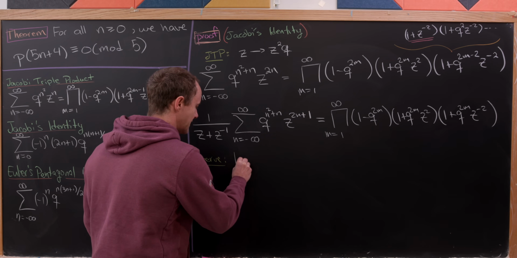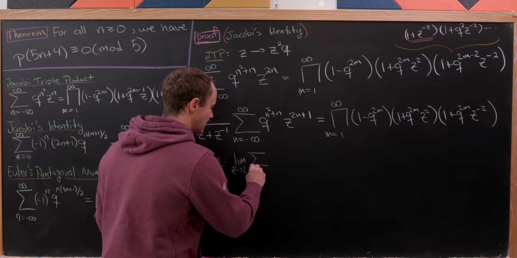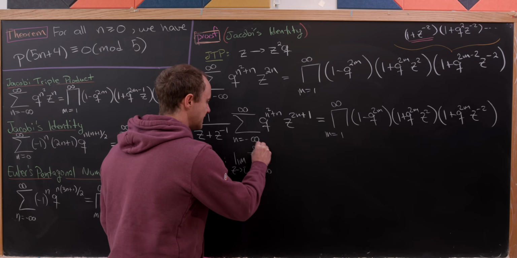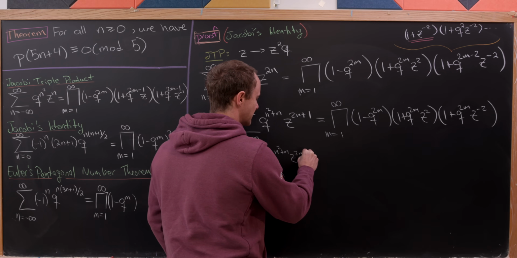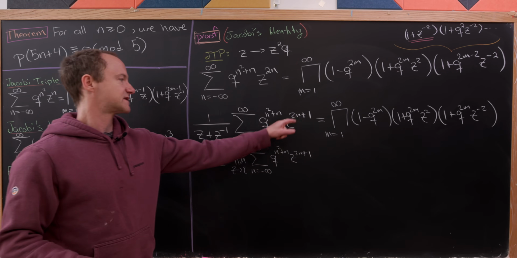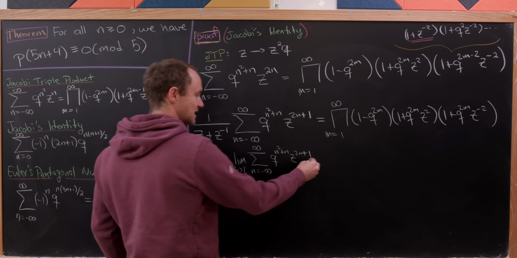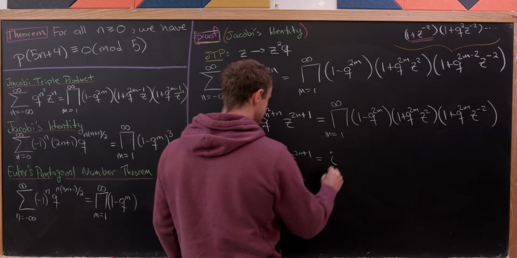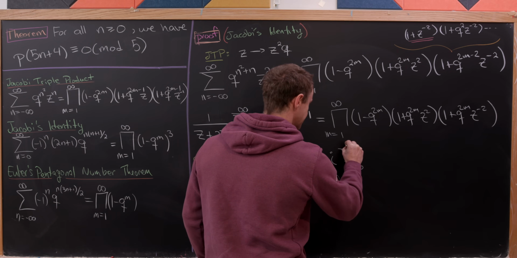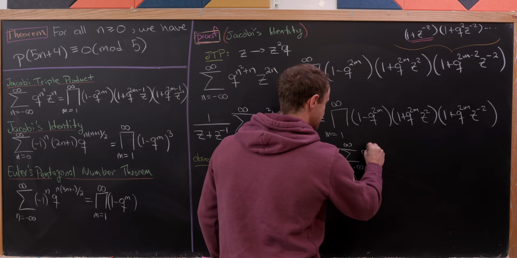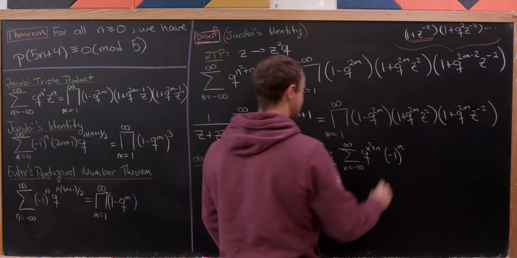We've got the limit as z approaches i of the sum as n goes from minus infinity up to infinity of q to the n squared plus n times z to the 2n plus 1. So that's the sum part of this left-hand side. Well, that's going to be equal to the following. So it's going to be equal to i times the sum, as n goes from minus infinity up to infinity, of q to the n squared plus n times minus 1 to the n.